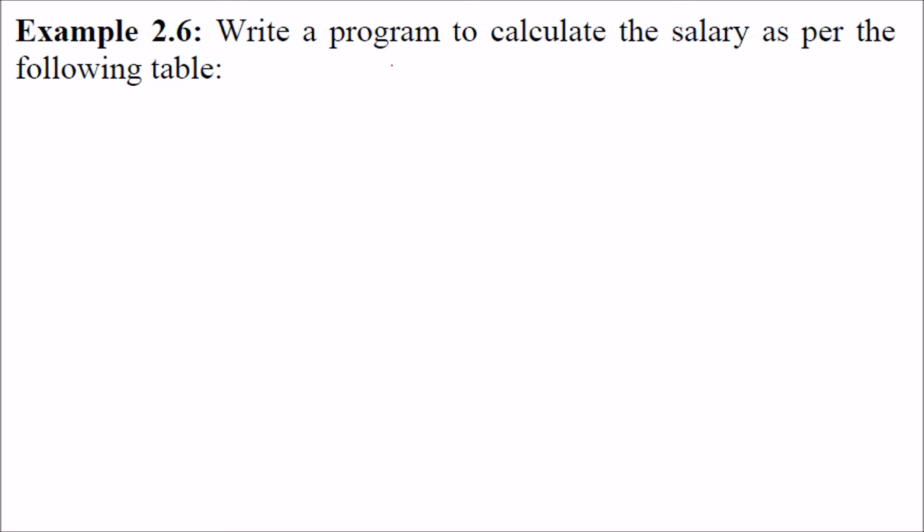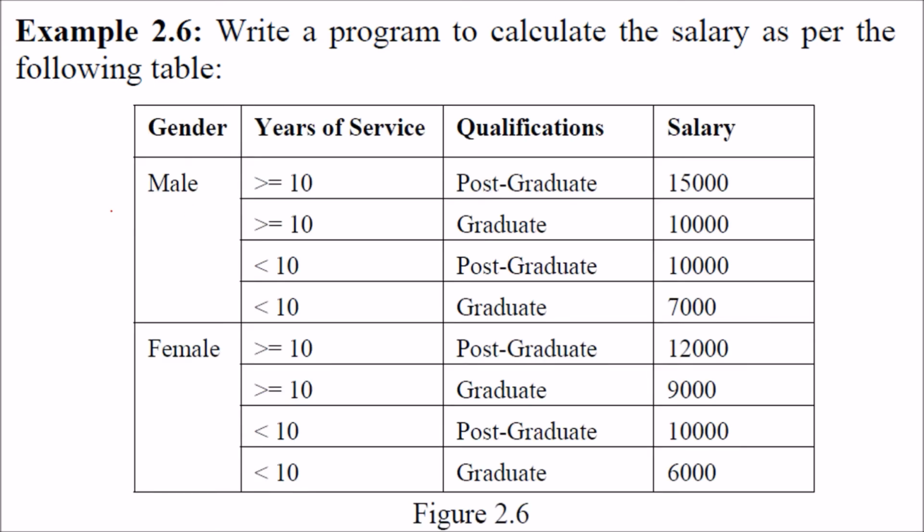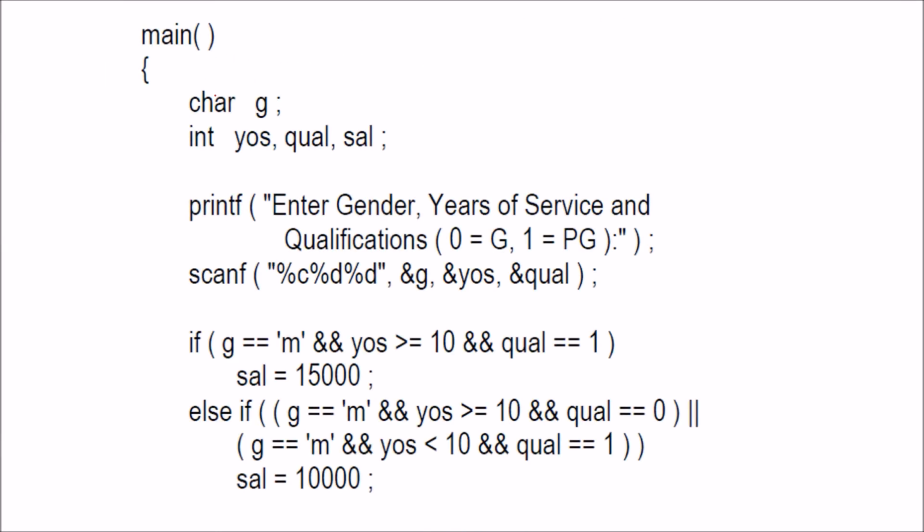Let us take an example: write a program to calculate the salary as per this table. So we have male. One condition is male, greater than or equal to 10, postgraduate, and 15,000. Postgraduate will take 0 for graduate, 1 for postgraduate. All these conditions can be combined in AND and OR operations. How? We are taking the character as G. If it is 0, then it is graduate, 1 it will be postgraduate.